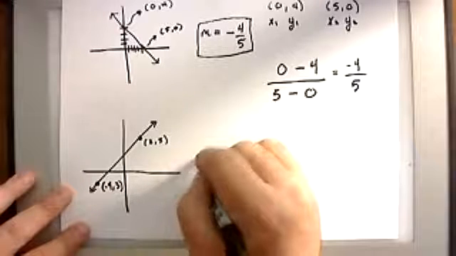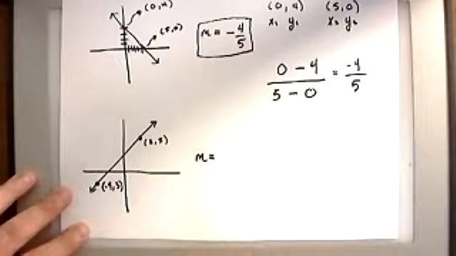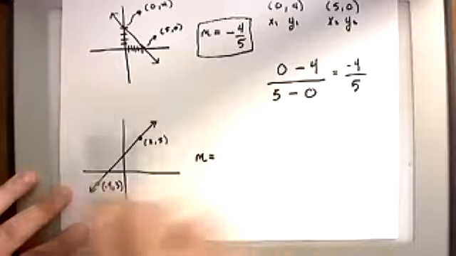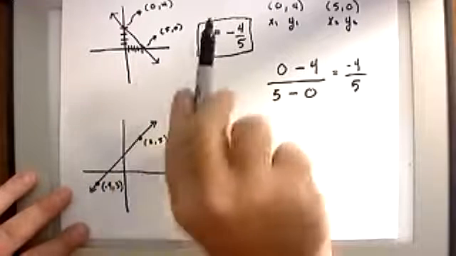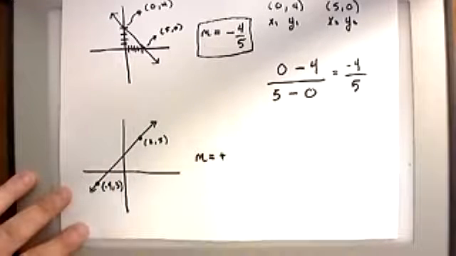Well, the same idea is going to hold. You should already be able to tell if it's going to be positive or negative. It's rising, isn't it? From left to right, it's rising. So the slope will be positive. I can tell you that already.